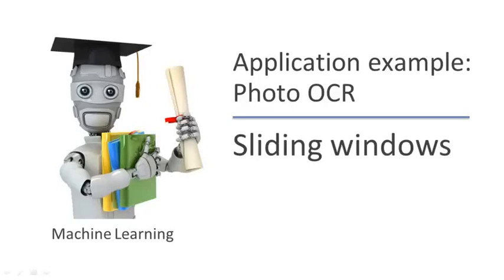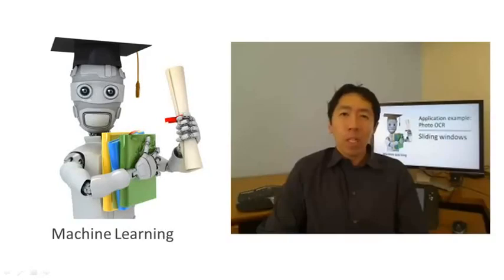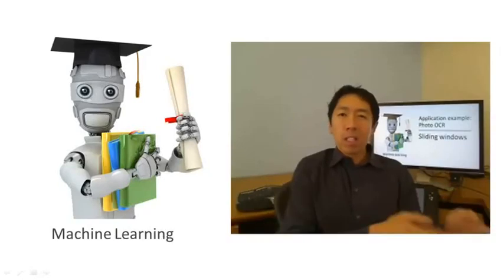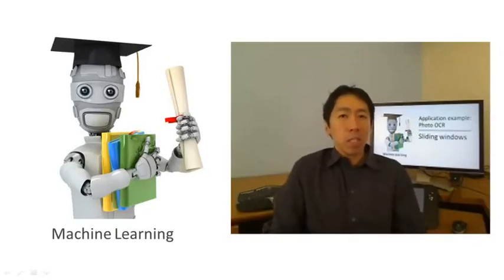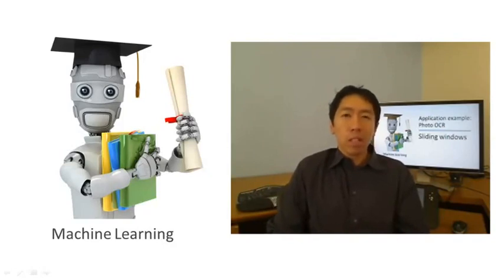In the previous video, we talked about the photo OCR pipeline and how that works, in which we would take an image and pass the image through a sequence of machine learning components in order to try to read the text that appears in an image. In this video, I'd like to tell you a bit more about how the individual components of the photo OCR pipeline work. In particular, most of this video will center around a discussion of what's called a sliding windows classifier.